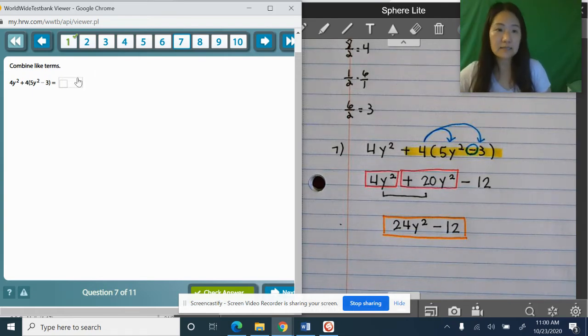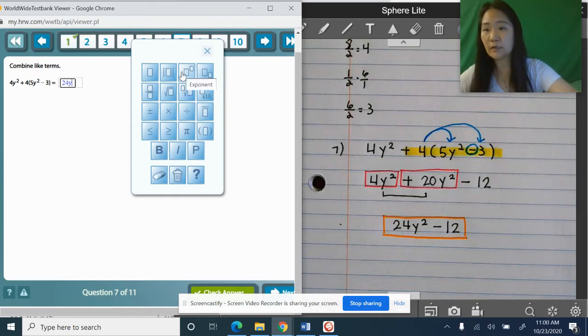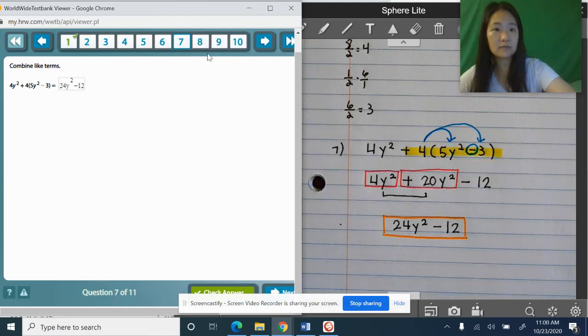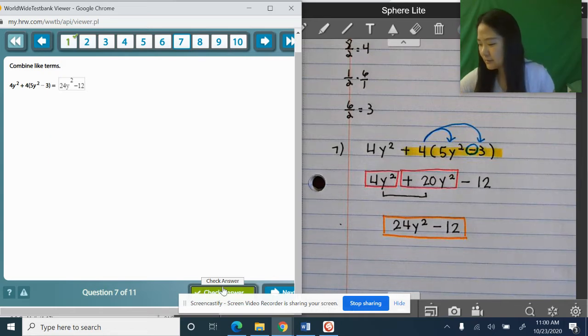When you're typing the answer here, you want to do 24y to the second power. So I'm going to first do 24y, and then go right here. This is the icon for exponent to the second power. I'm going to use the arrow to get out, and then minus 12. And then let me take this out, and let's see if that is correct. And that is. Good. Okay, the next one is number 9.